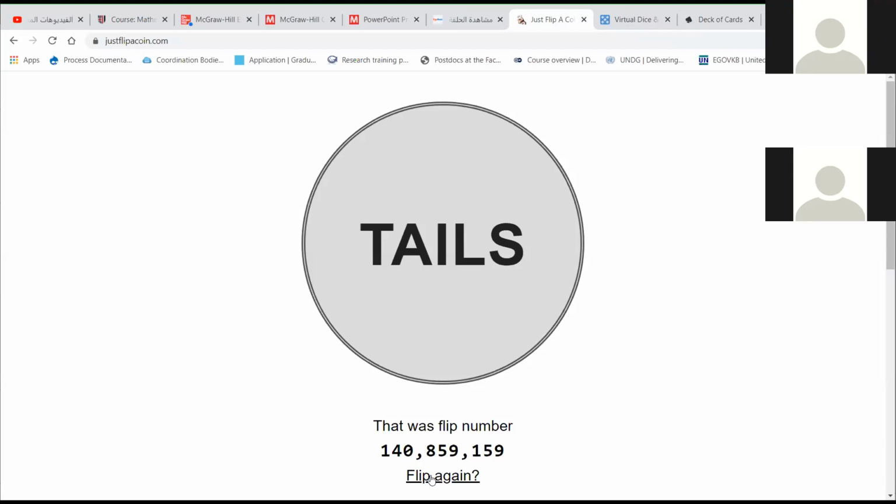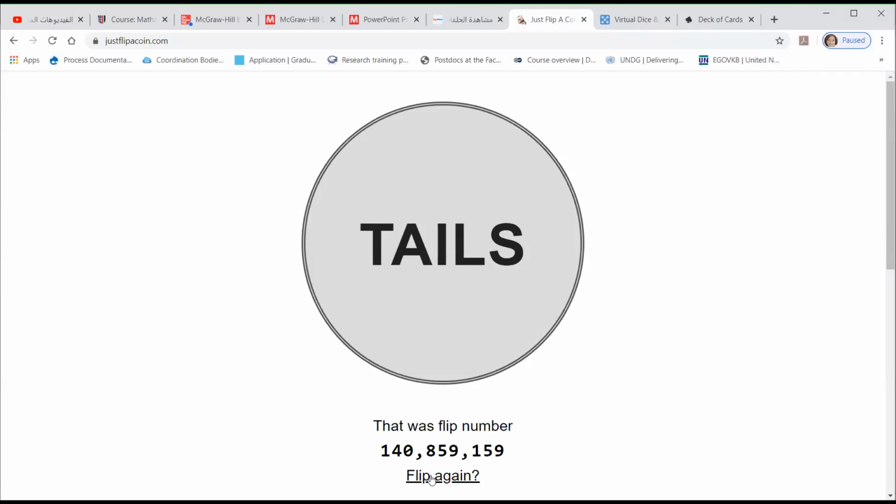6 T and 4 H. So if we divide 6 by 10 and 4 by 10, because this is the total number of experiments we did, we get that the probability for the T is 0.6 and the probability for the heads is 0.4. Okay, this is of course an example of which type of probability?